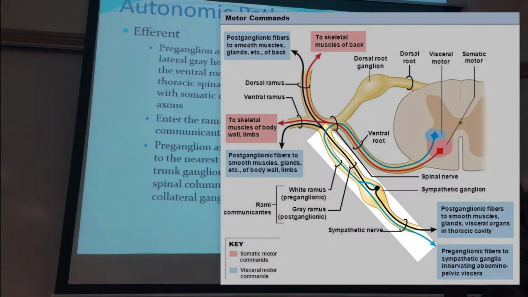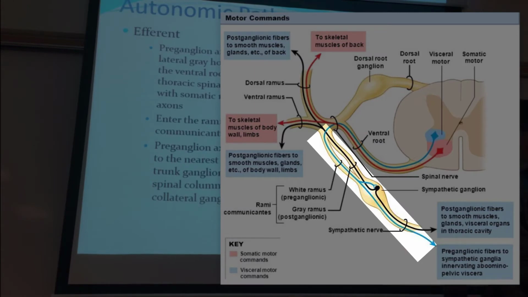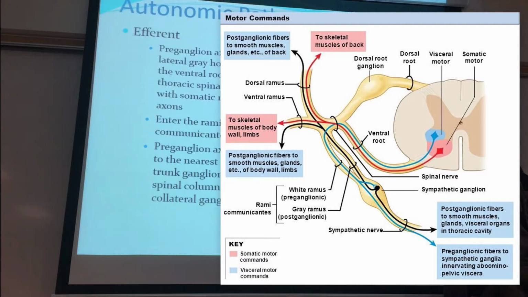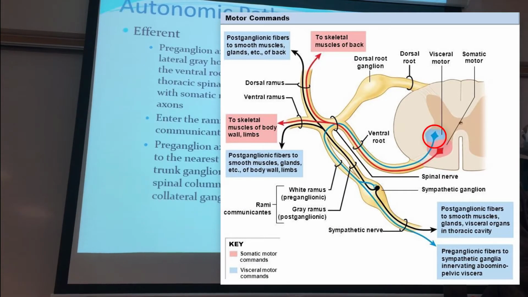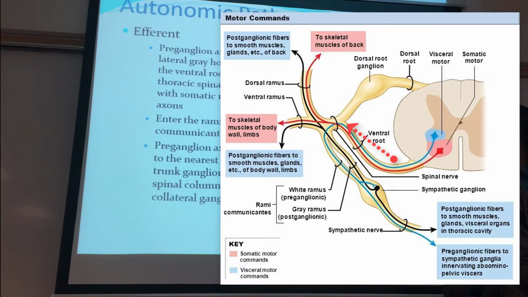And then the rami communicantes is going to be specifically for the autonomic pathway. And what you'll see is the lateral gray horn. You're going to see the cell bodies for the preganglion neurons. They will travel out from the lateral gray horn, out the ventral root, converge back onto the spinal nerve, and then exit back out the rami communicantes.